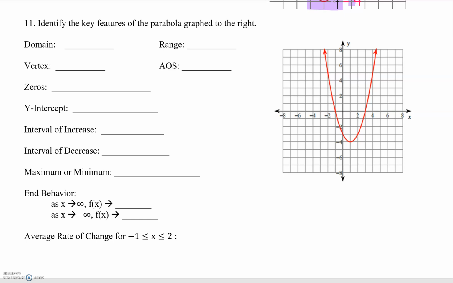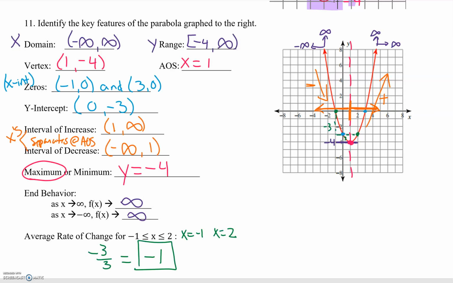This one, we have a quadratic that's already graphed for us to the right, and we just want to find all these characteristics. So I actually want you to pause the video right now and try to fill these in, and then come back and check your answers with mine just so we can see. All right, go ahead and pause it now. Okay, let's talk about this real quick.